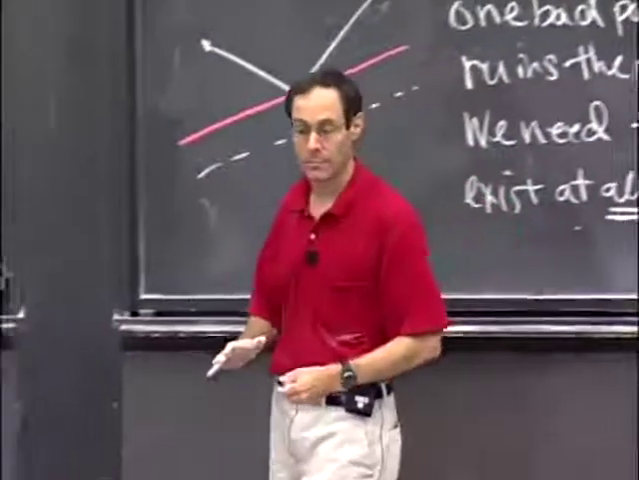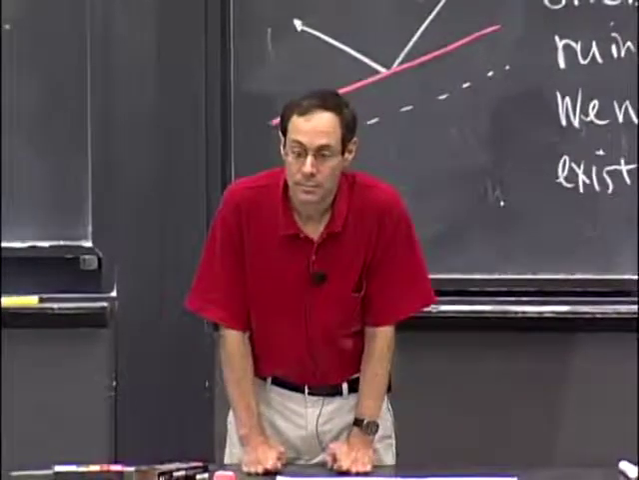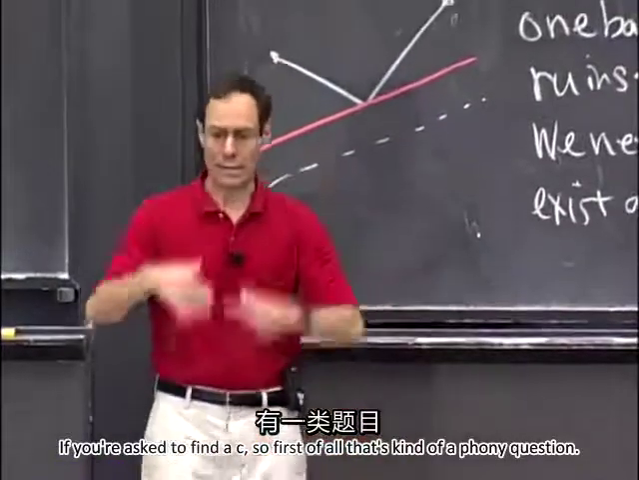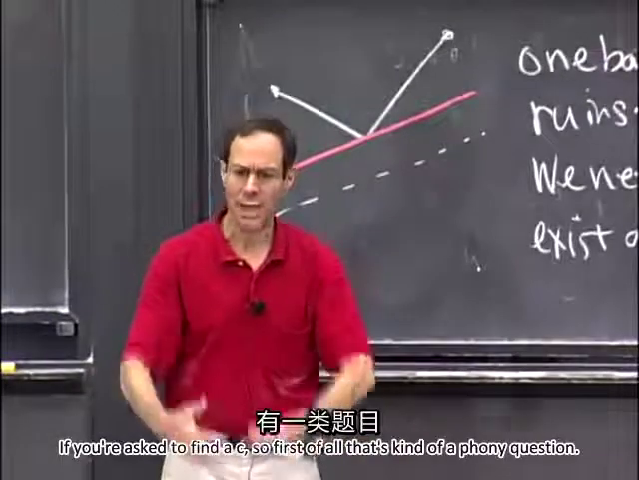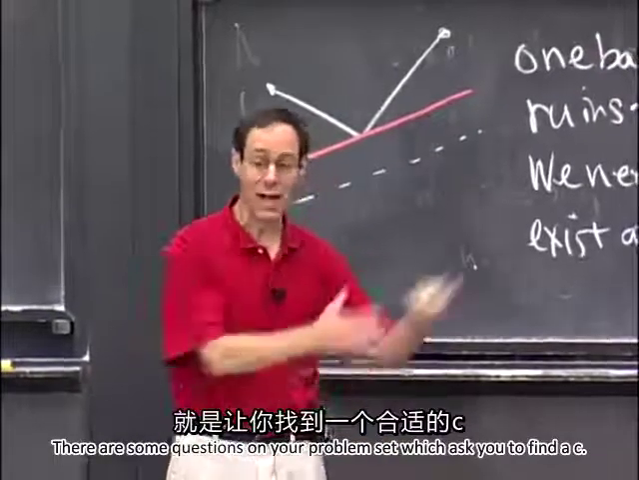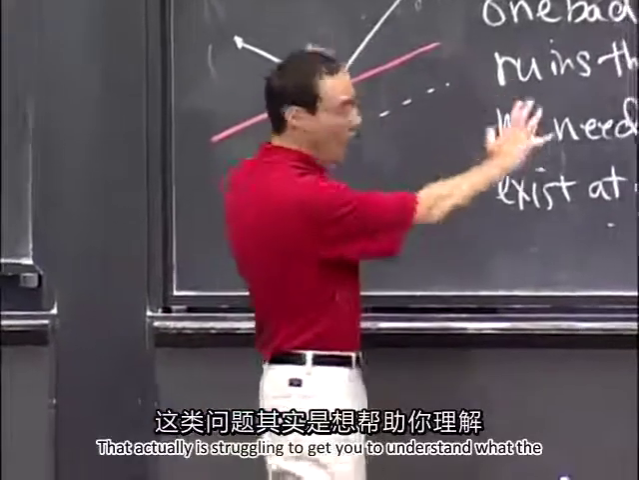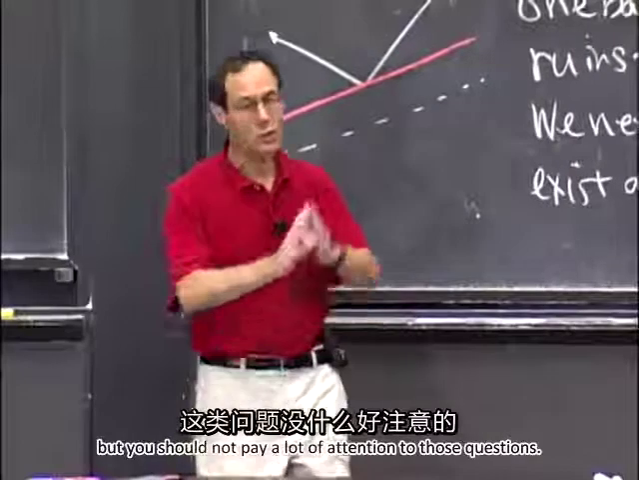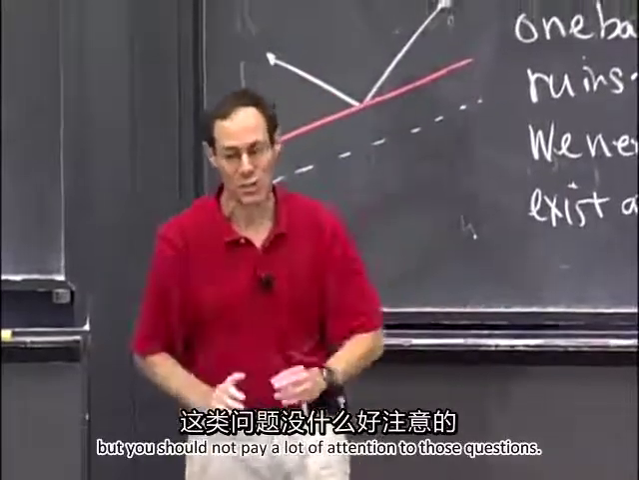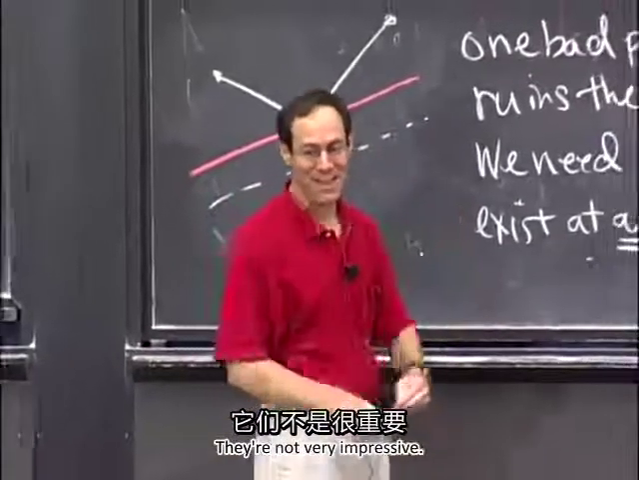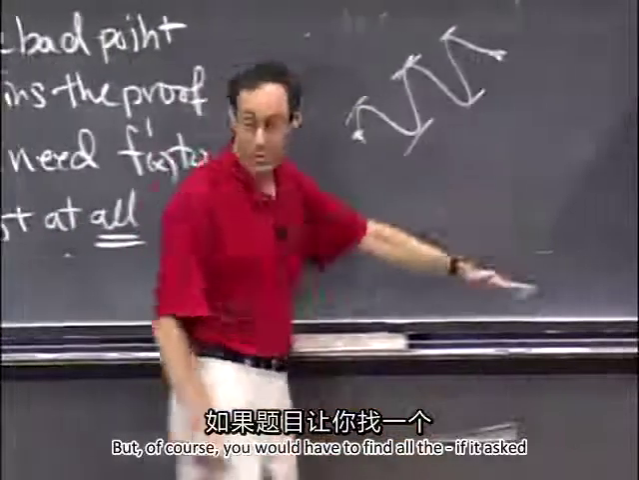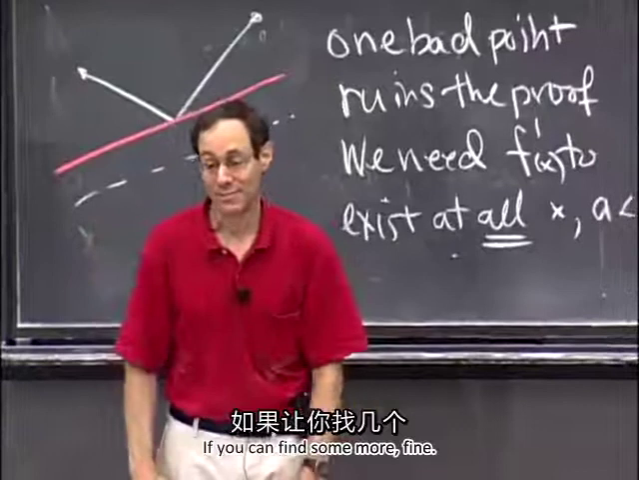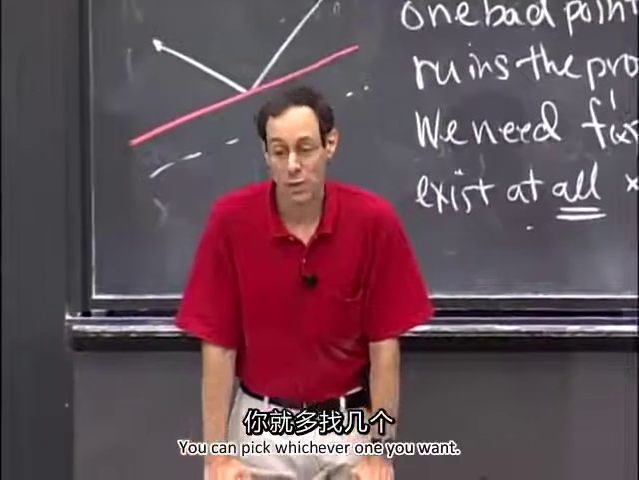Okay, so if we're given a question, if you're asked to find a c, so first of all, that's a kind of a phony question. Okay? There are some questions on your problem set which ask you to find a c. That actually is struggling to get you to understand what the statement of the mean value theorem is. But you should not pay a lot of attention to those questions. They're not very impressive. But of course, you would have to find all the places. If it asks you to find one, you find one. If you can find some more, fine. So that's find one, you can pick whichever one you want.